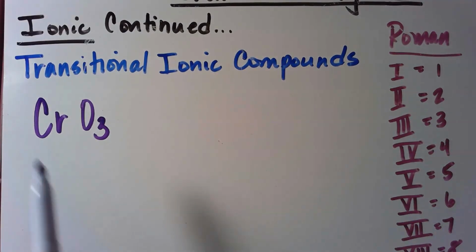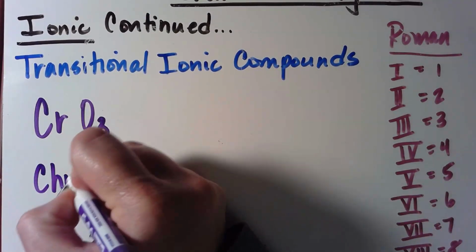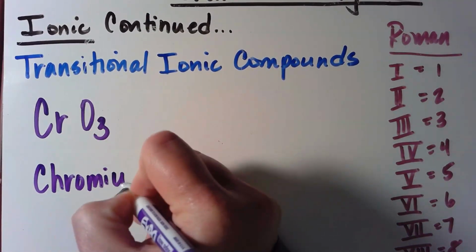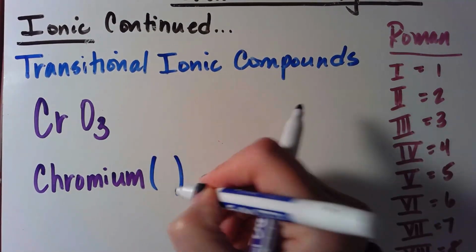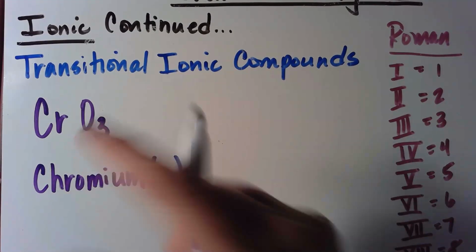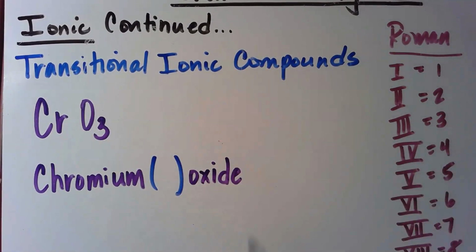So, Cr, you would look it up and you would say, well, that's chromium. And we already know that we're going to have a Roman numeral because it's in the valley. And then O, as we all know, is oxygen. Well, you change that to oxide.